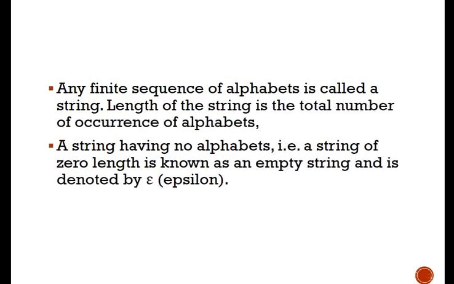And the length of the string is the total number of occurrences of the alphabets. You pick up the alphabets and you make a sentence, you make a word. The sequence of alphabets is called a string. A string having no alphabets, a string of zero length, is known as an empty string, and it is denoted by epsilon, or whatever we use to denote it with something else in the theory of automata.